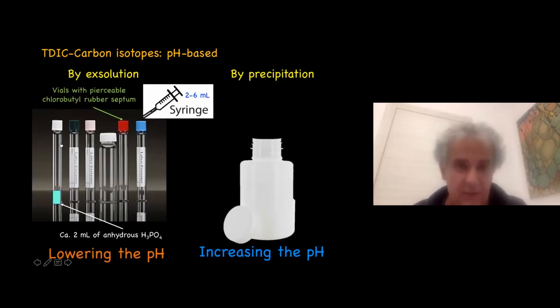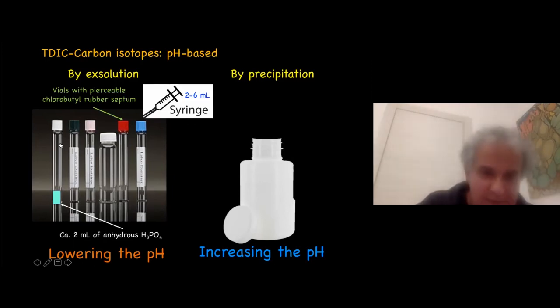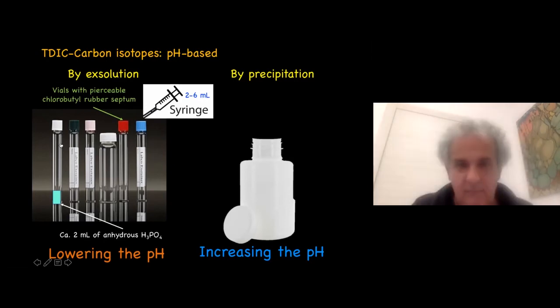inorganic carbon. Okay, this means that the pH goes down to 1, and you have the release of CO2. And then in the lab, you analyze the CO2, whose carbon is related to the total dissolved inorganic carbon.